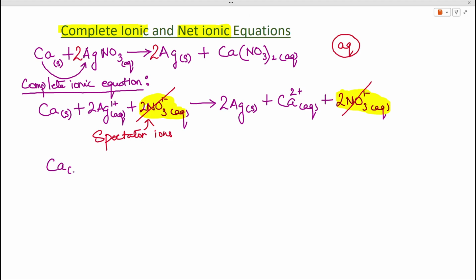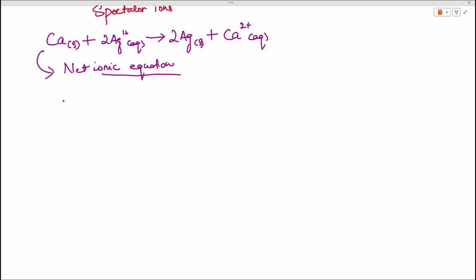So we have Ca solid plus 2Ag 1 positive aqueous. It gives us 2Ag solid plus Ca 2 positive aqueous. And after cancelling out the spectator ions, what we got is called a net ionic equation. Let us now take another reaction, which is a specific type of double displacement reaction, a neutralization reaction.